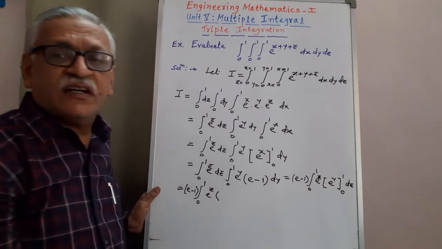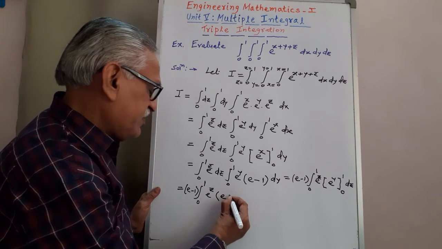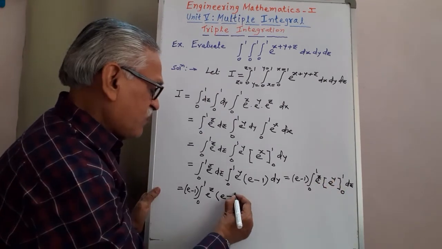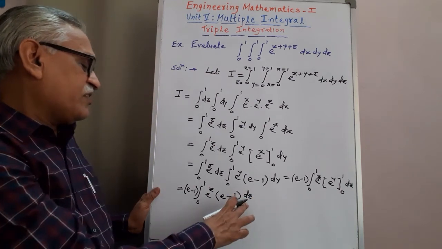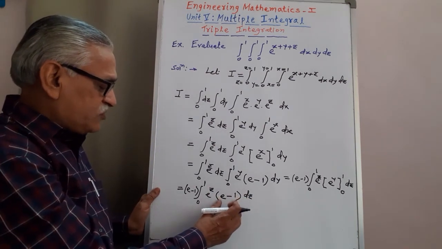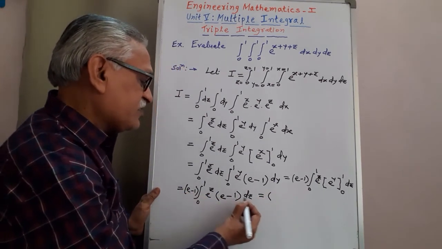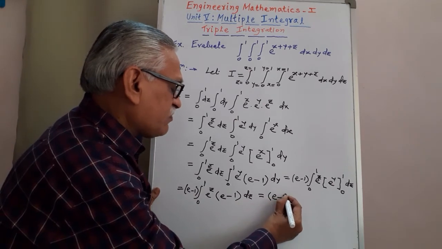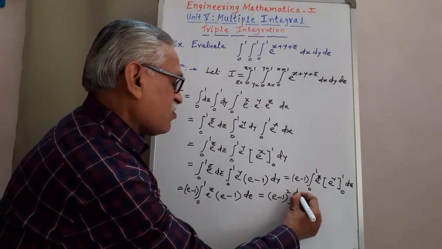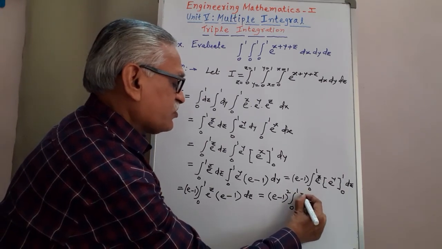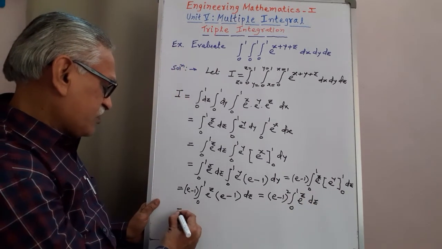Once again substituting the upper and lower limits for y. Upper limit as 1, therefore it is e raised to 1, that is e. Lower limit e raised to 0, that is 1, and then its integration with respect to z. Once again with respect to z, e minus 1 is constant, I will take it outside, and therefore that previous e minus 1 and this e minus 1 become e minus 1 bracket square, integral from 0 to 1 of e raised to z with respect to z.